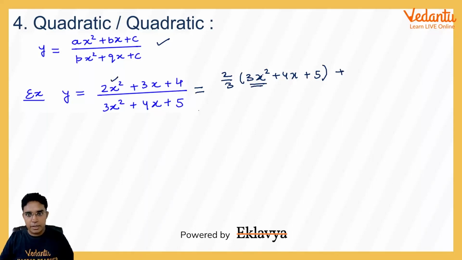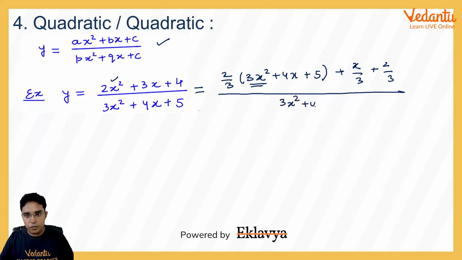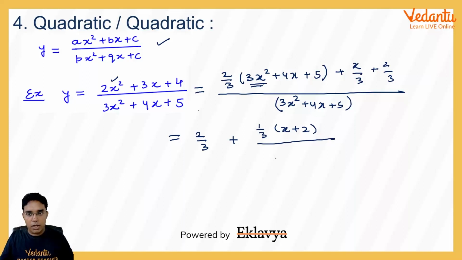Now to have 3x here, we are having 8x upon 3, so I think x by 3 will be required here, so that 8 plus 1, 9 upon 3 will become 3x, and the constant term is 10 by 3, and I want 4 here, so I think 2 by 3 here. So 10 plus 2, 12 by 3, yes, and the whole divided by 3x square plus 4x plus 5. So what I have tried to do is that 2 by 3 is a constant plus 1 linear, 1 upon 3 into x plus 2 upon 3x square plus 4x plus 5.